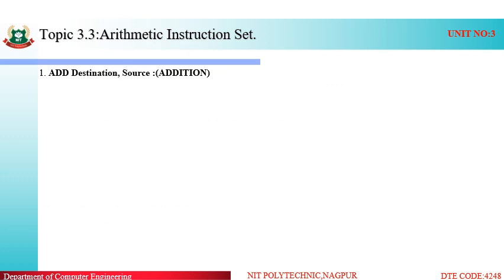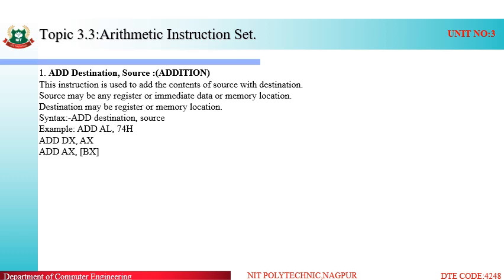So coming to instructions related to the hexadecimal number system. The first instruction is add destination comma source. Opcode is add, operands are destination comma source. Add stands for addition. So this instruction is used to add the contents of the source with the destination. The opcode suggests that we have to perform the addition of the source with the destination.